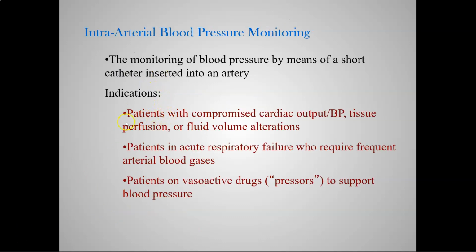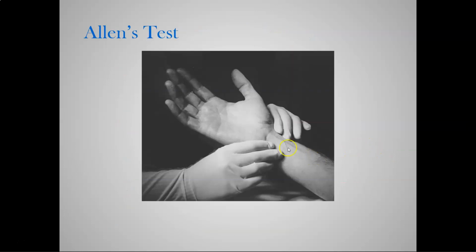Okay. Who's going to get it? Anybody on a vasopressor drip. Anybody on a vasodilative drip, any vasoactive drips, period. Any considerations for tissue perfusion, fluid volume alterations, especially big shifts or volumes or boluses. Patients with acute respiratory failure require frequent ABGs, big one there. And patients on vasoactive drugs, I already said that.